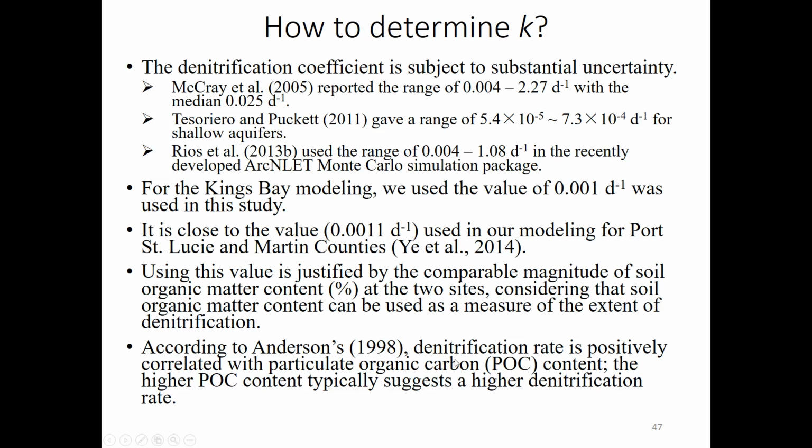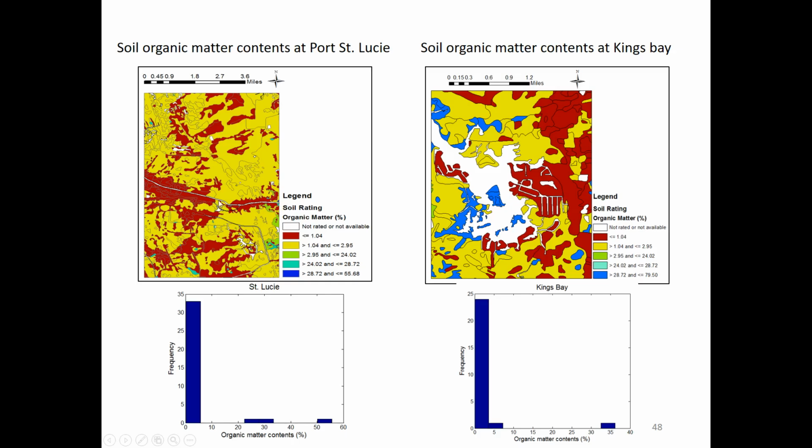We compare the POC, or organic carbon or organic matter, for the two sites, for Port St. Lucie and for Kings Bay. Here are the results. This is from the SSURGO database, and this is soil organic matter content for Port St. Lucie, and this is soil organic matter content at Kings Bay, and the legends are the same. The color represents the same range of the soil organic matter.